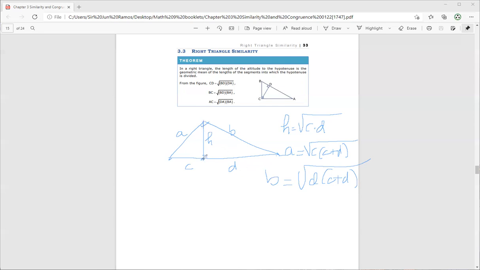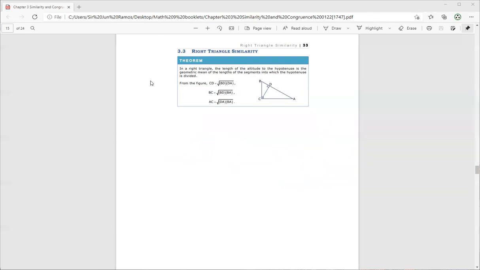H here, the altitude, splits the whole hypotenuse into two segments with length C and D. So that altitude length is the geometric mean of those segments. And then this leg here, A, equals the length of the segment nearer it times the whole hypotenuse. So C times C plus D. And B here is the geometric mean of the length of the segment nearer it, which is D, and then the hypotenuse. Okay, let's apply that to some exercises.